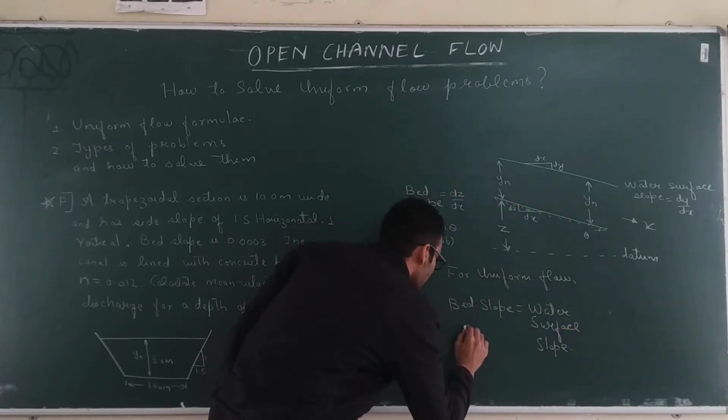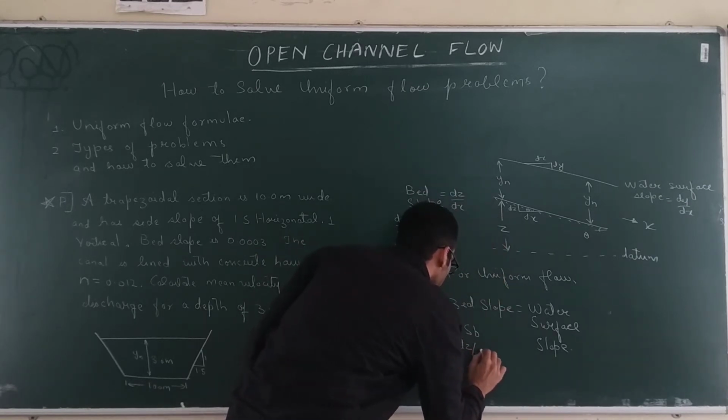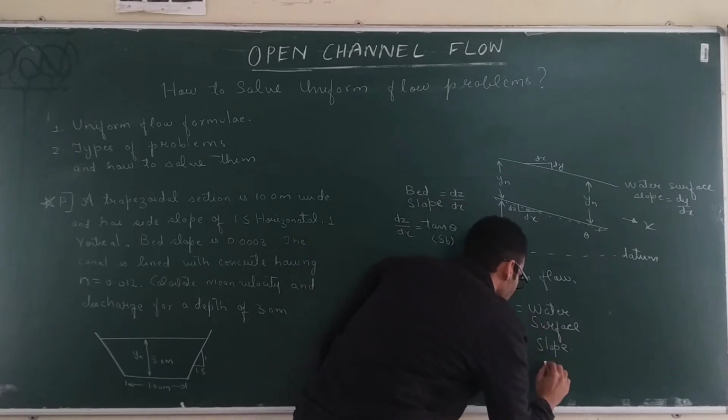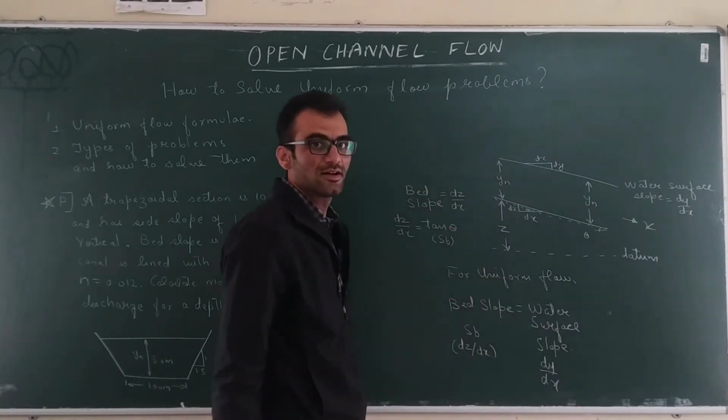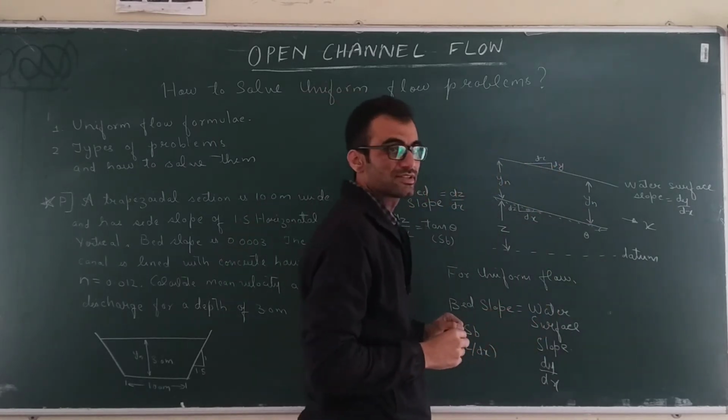Okay, so bed slope is SB, which is dz by dx. Water surface slope is dy by dx. Okay, so this is one property. Another property: now you look at what happens to the velocity head.